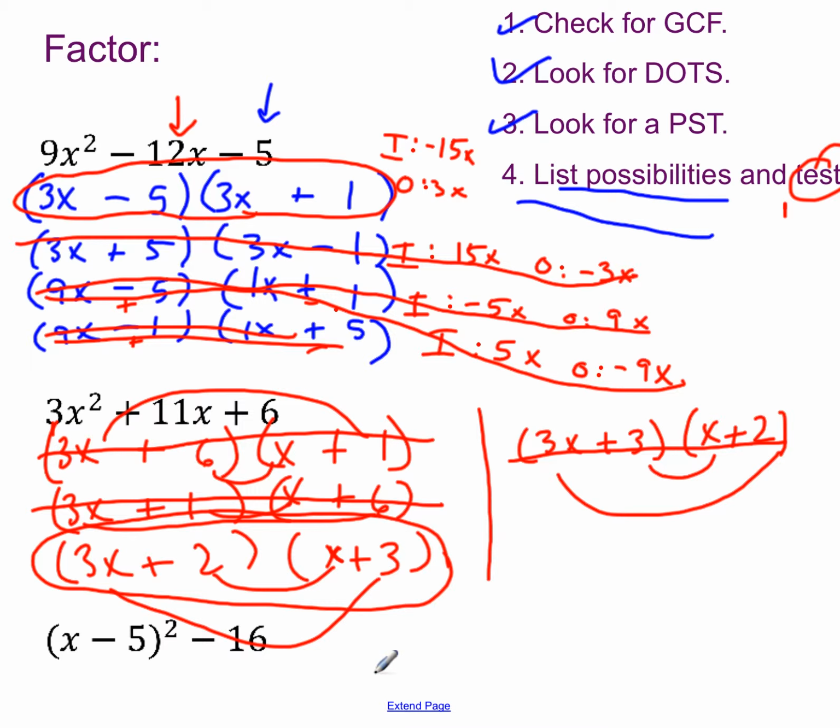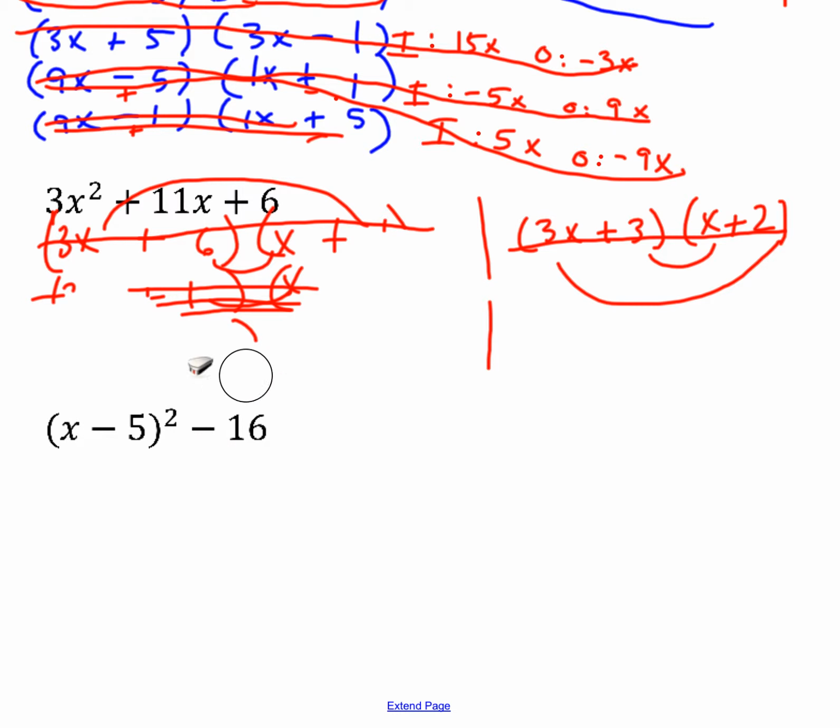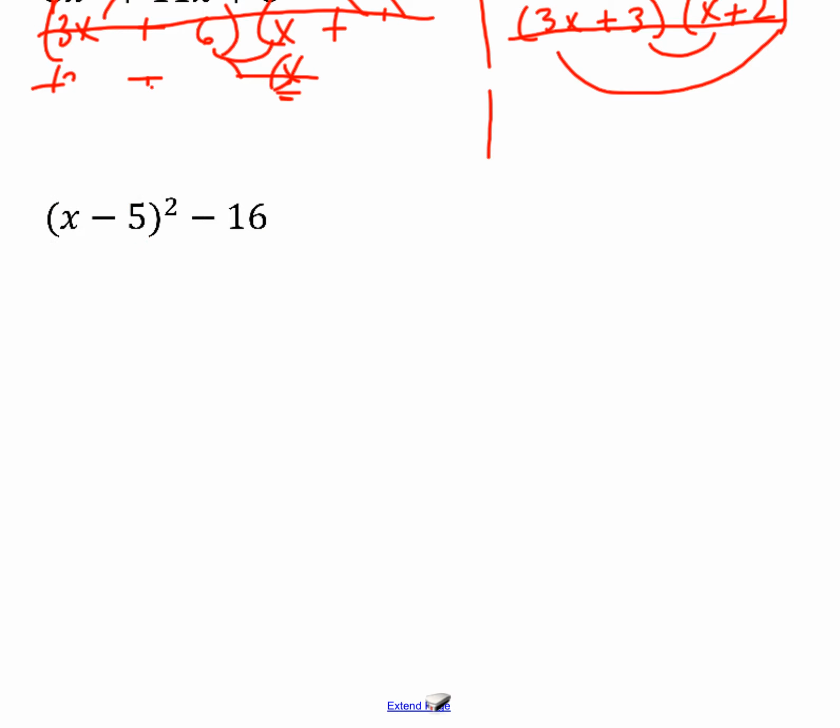Okay, last one. You're going to see more of these in Chapter 5, but I am going to show you how to do this one. So check for GCF. No. Check for dots. Guess what? This is a dots. Whether you can see it or not, I'm going to erase this. This is actually a difference of two squares. I'll show you. The difference part is right here. Yes, I see the other difference, but this is the difference I'm talking about. This is one of the squares, 16. This is the other square, x minus 5.